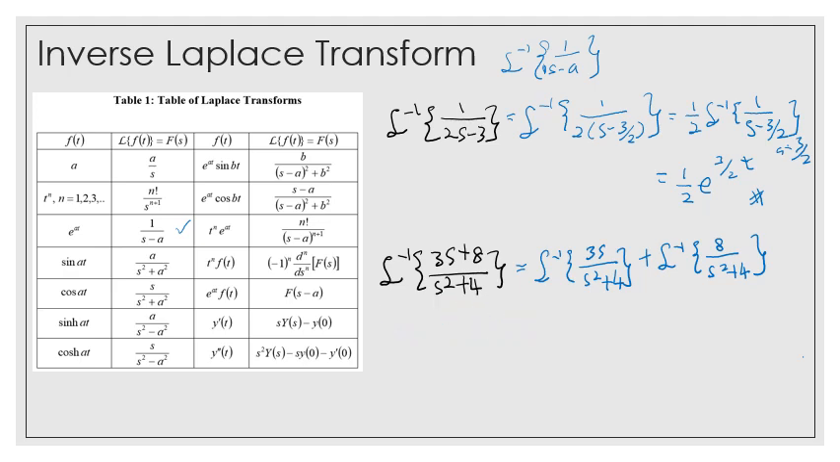When we split this one, look at the pattern here. s over s squared plus 4 is quite similar to the cos. So we need to get a power 2, and the 3 we can bring out. So we have inverse Laplace of s over s squared plus 2 squared. And then here we have 8 over s squared plus 4. The numerator here is a constant, and the denominator is s squared plus, so it must be sine.